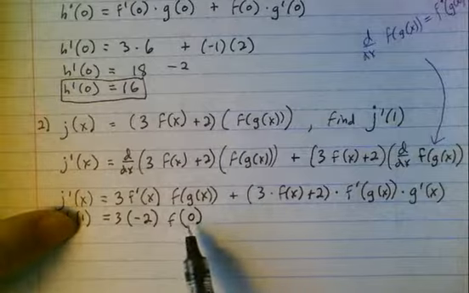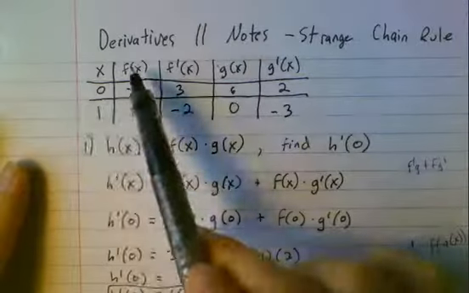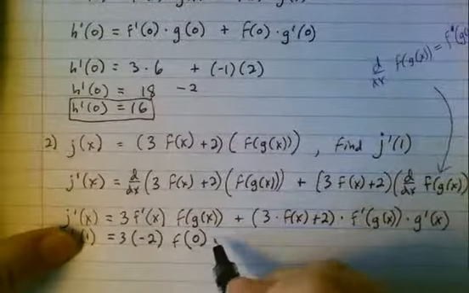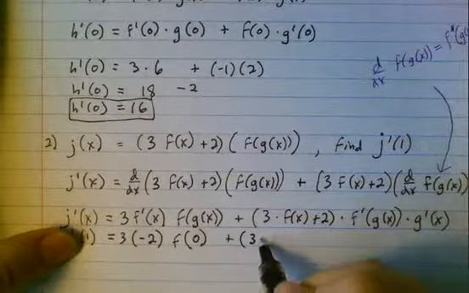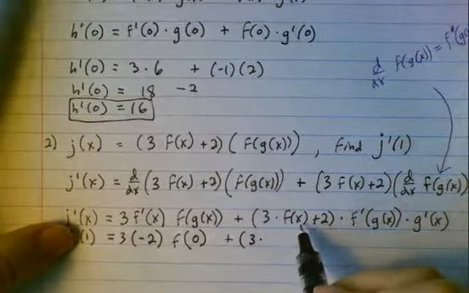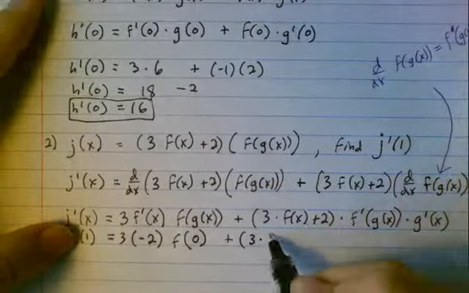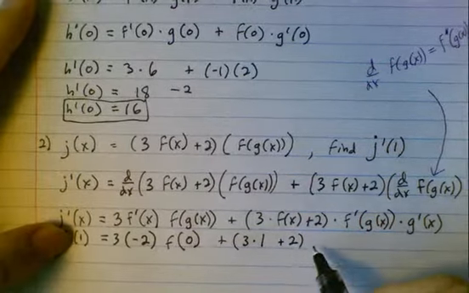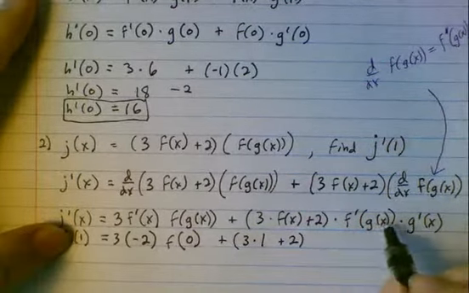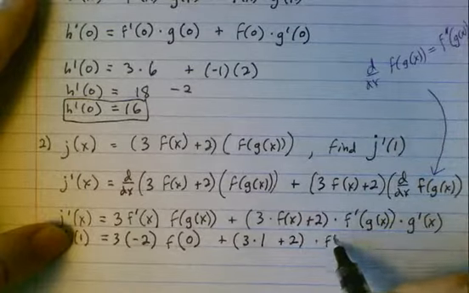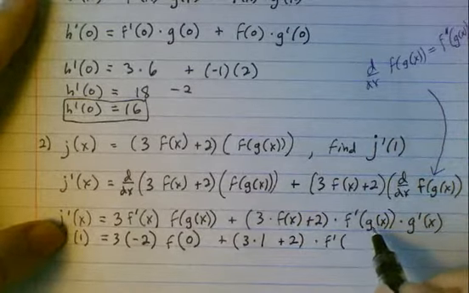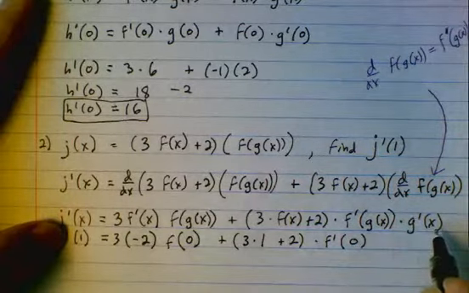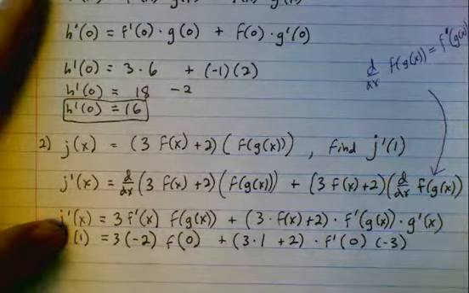Now, this f of 0, that just means what's f when x is 0, and we'll be able to look that up in the table. Before we get there, though, let's do these other pieces. We've got 3, and then when x is 1, f was also 1, plus 2. Here we've got the same thing that we saw over here. We're going to do the inside piece first. We've got f prime of, and then we said when x is 1, g is 0. And then when x is 1, g prime was negative 3.